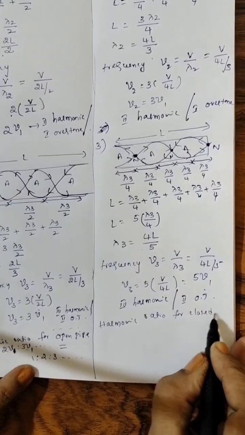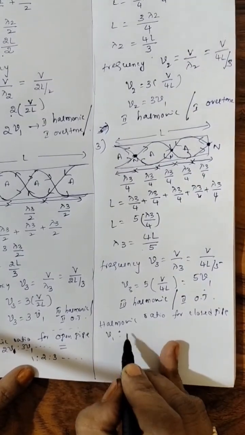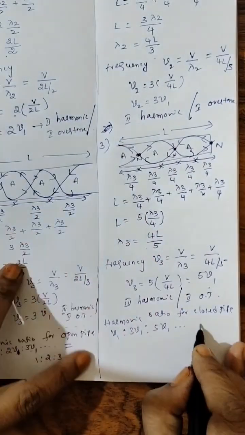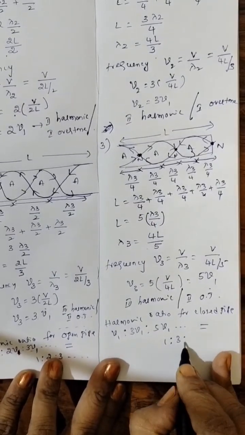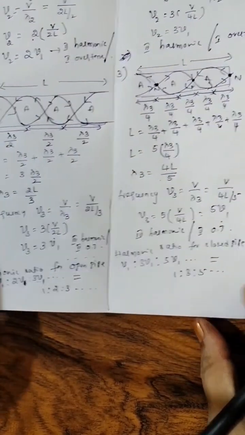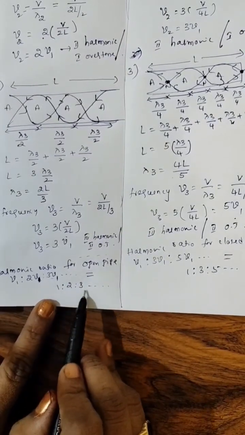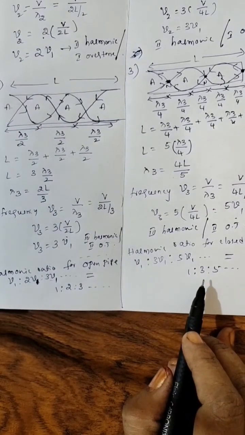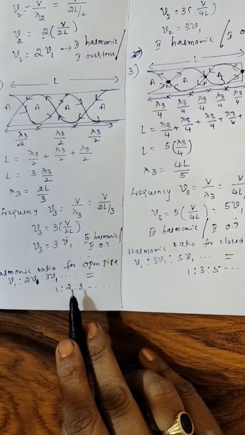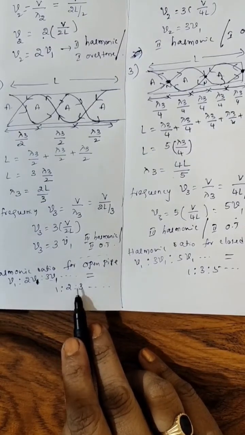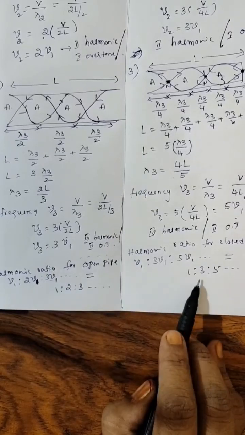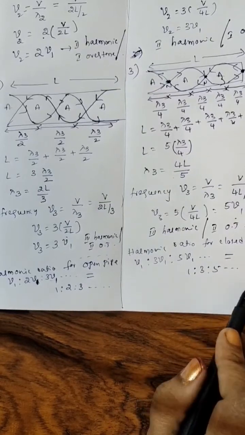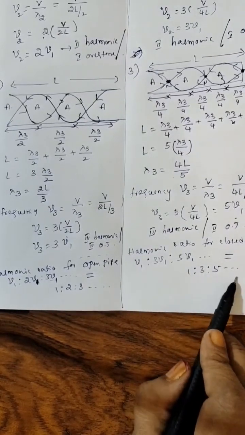So the harmonic ratio for closed pipe: nu 1 is to, next what I got, 3 nu 1 is to, next 5 nu 1, so on. That is equal to 1 is to 3 is to 5, so on. Now see the harmonic ratios. Here in open pipe 1, 2, 3, 4, so on. Here 1, 3, 5, 7, so on we will get. Here we get whole numbers, natural numbers, as harmonic ratio. Here we get odd numbers 1, 3, 5, 7, 9, 11, so on. Here odd harmonics we got.